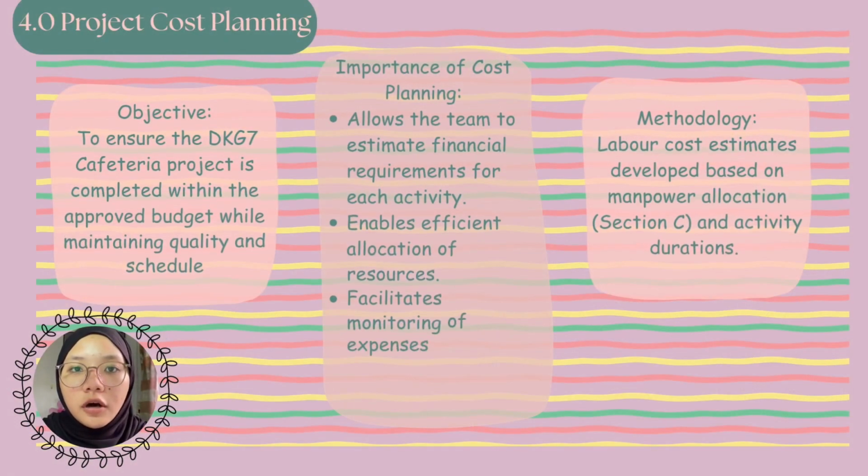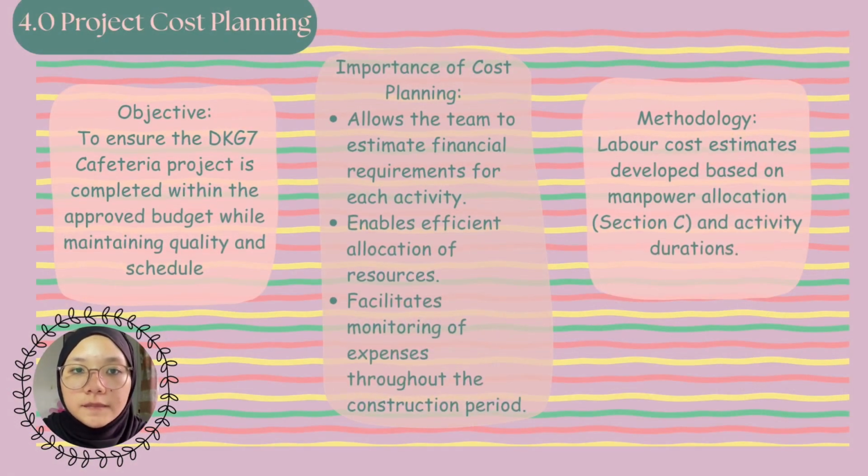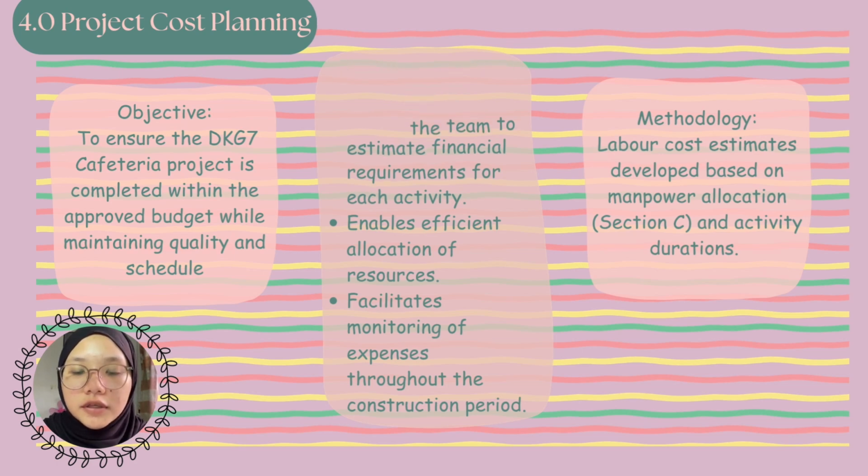Let's move to the overview of cost planning. Effective cost planning is essential. Our primary objective is to ensure the DKG7 cafeteria project is completed within the approved budget while maintaining high standards of quality and schedule. We achieve this by estimating financial requirements for every activity, which allows for efficient resource allocation and continuous monitoring of expenses throughout the entire construction period.